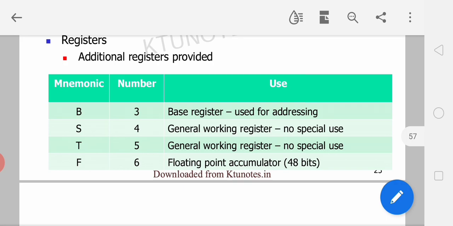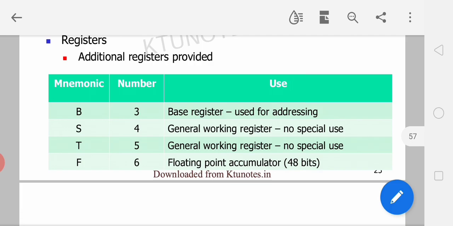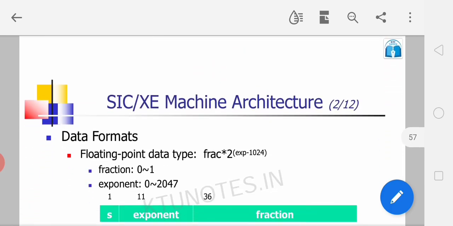And F is the floating point accumulator, used for arithmetic operations which include floating points. We use the floating point accumulator, and it is 48 bits. Okay, so the additional 4 registers used in SIC/XE machine architecture are B, S, T, F. F stands for floating point accumulator.